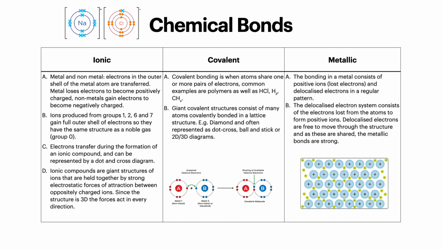Then we've got covalent. Covalent bonding is when atoms share one or more electrons. Common examples: polymers, HCl, so hydrochloric acid, hydrogen in its natural form of H2, and then CH4.